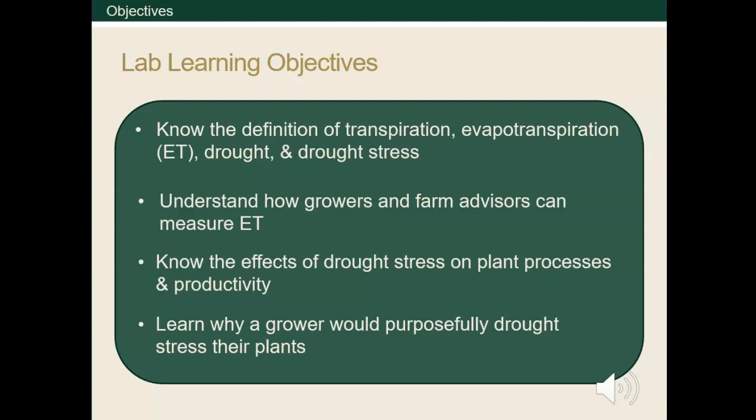We'll look more closely at effects of drought and water stress on plant processes, specifically those involved in productivity and other metabolic processes like photosynthesis. Then, after discussing some negative effects, we'll discuss how this can be utilized, in some cases, in production systems. Something called deficit irrigation is often used to purposefully drought-stress crops with certain benefits.